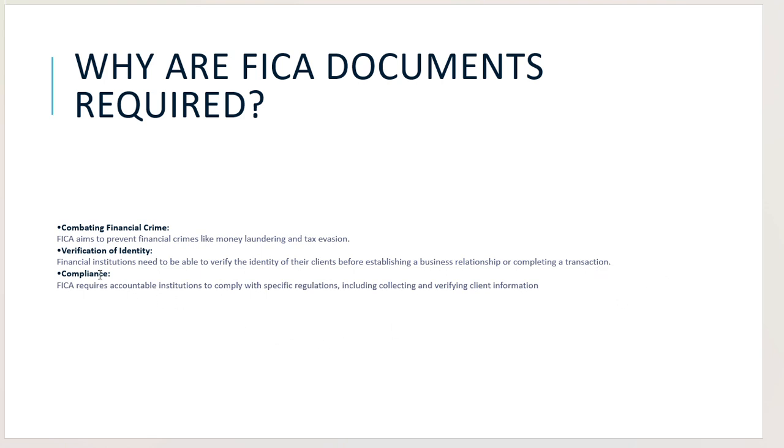And the last part is compliance. FICA requires accountable institutions to comply with specific regulations, including collecting and verifying clients' information. So the banks need to comply with the Financial Intelligence Act and other acts. In order to comply, for every transaction and relationship they create with a third party or client, they need to have the FICA documents. If they don't have them, that means they did not comply with the requirements of the Financial Intelligence Act. In that case, they can pay a penalty for non-compliance.